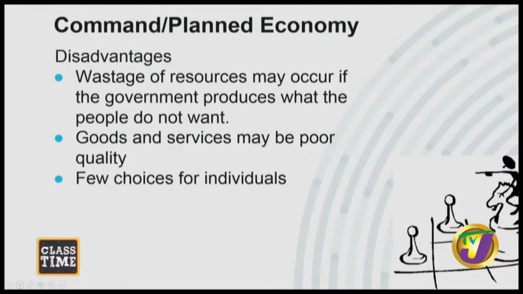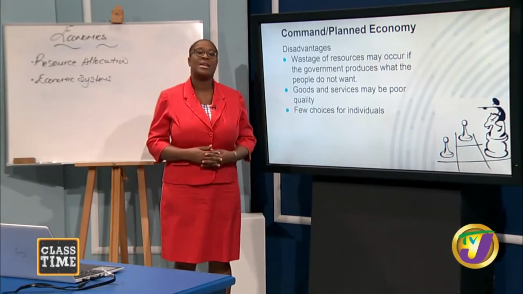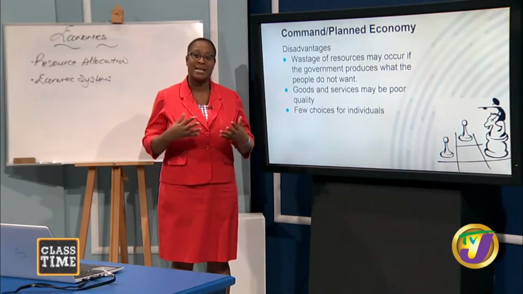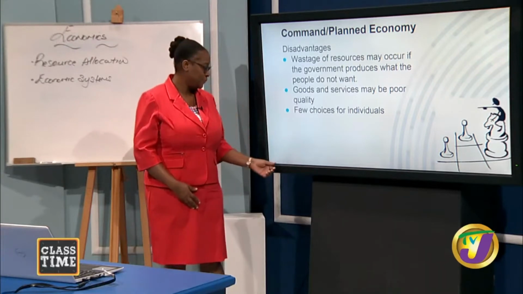All right? So another disadvantage is that goods and services may be of poor quality, because sometimes mass production may lead to that, and the fact that they have to make the prices low and are not motivated particularly by profit, then not always the best material and technology is used in the production process. And you also find that there are very few choices for individuals under this system, because again, the government dictates what must be produced.